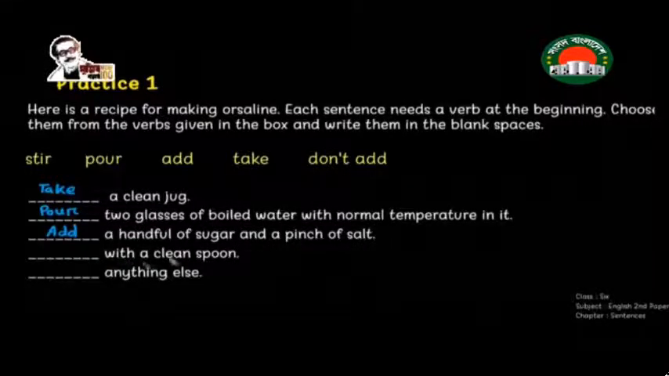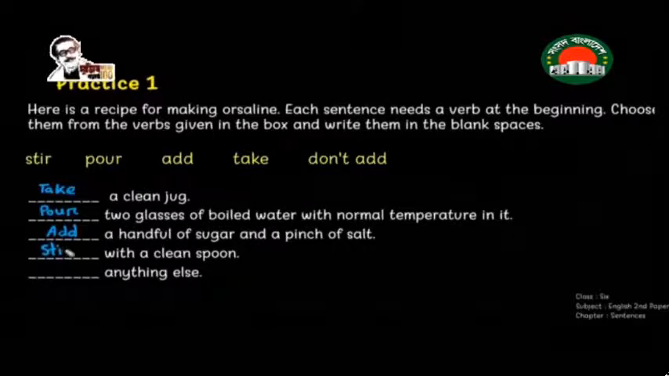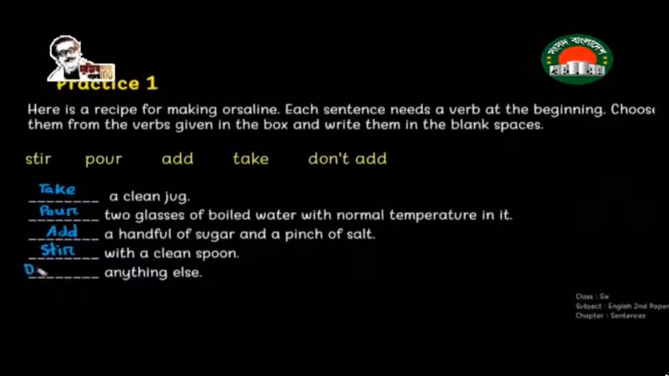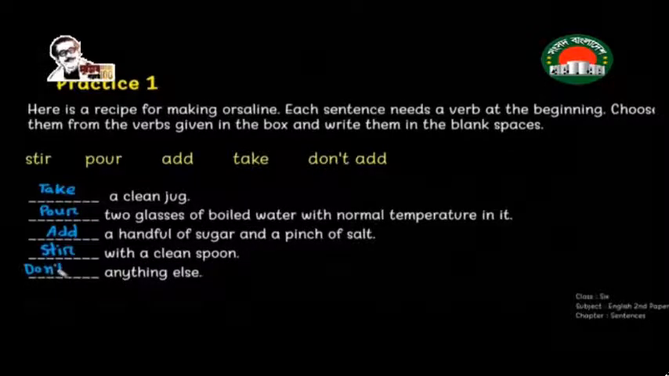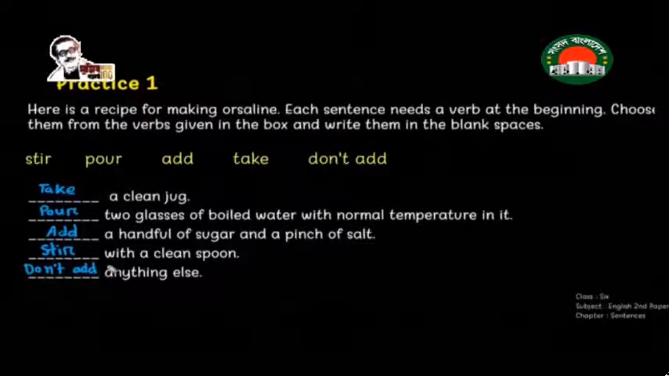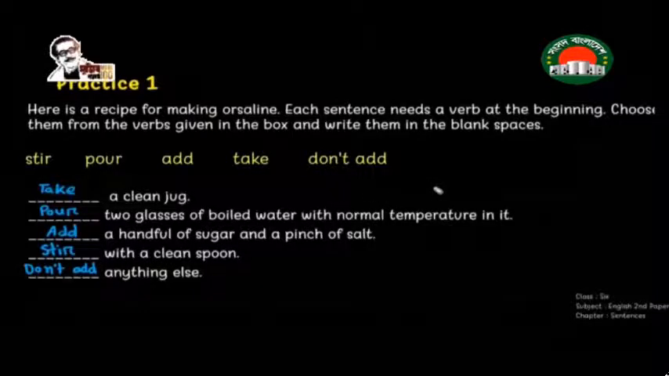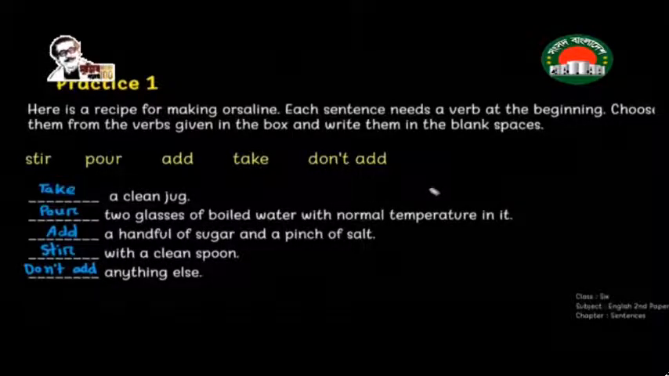Dash with a clean spoon. Okay. So think what will be? Exactly, stir. Stir with a clean spoon. And finally, dash anything else. That means don't add. Exactly. The answer will be don't add. So I think it is really easy for you and you have understood how to use verbs for imperative sentences.